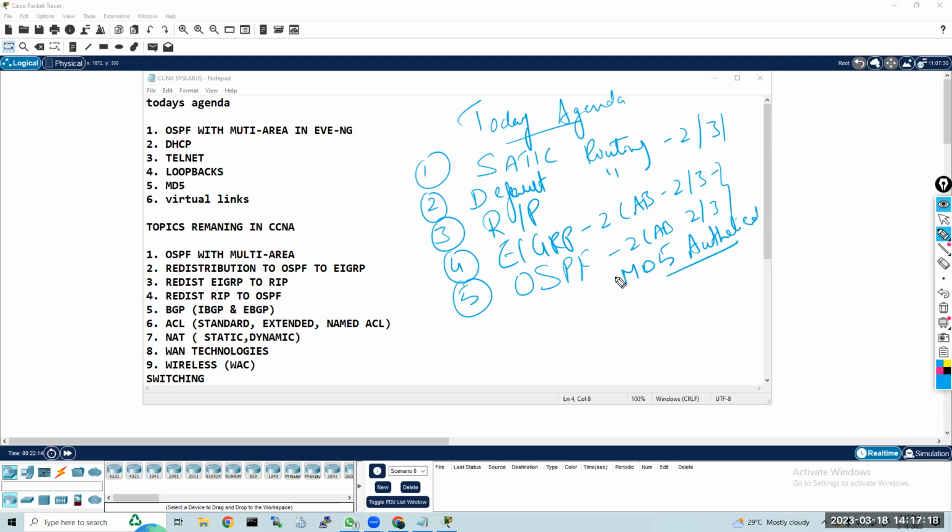Using loopback also we'll do it, guys, if we have time. We'll continue with redistributions like OSPF multiple area and redistribution. That is redistribution from OSPF to EIGRP, and EIGRP to OSPF.